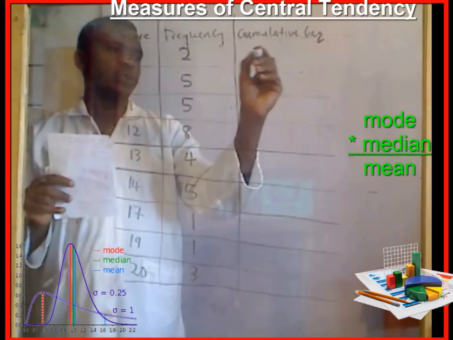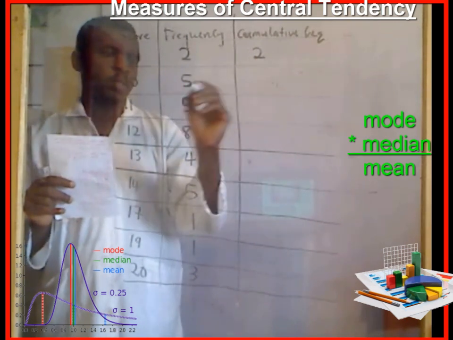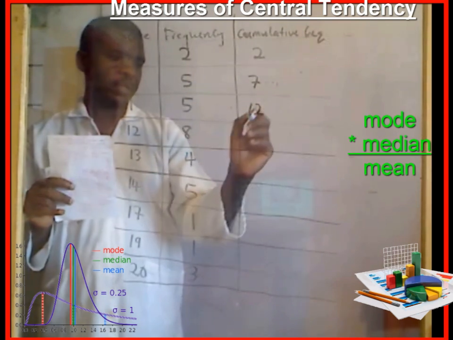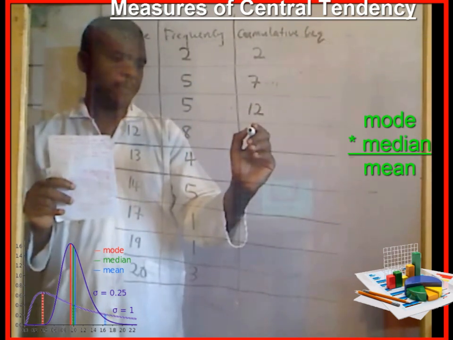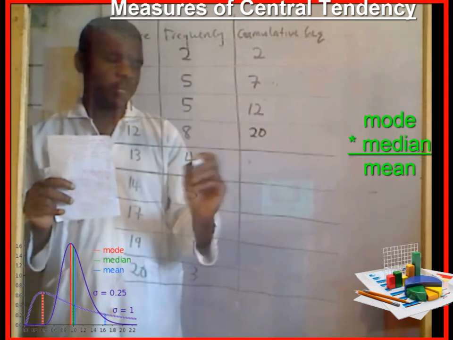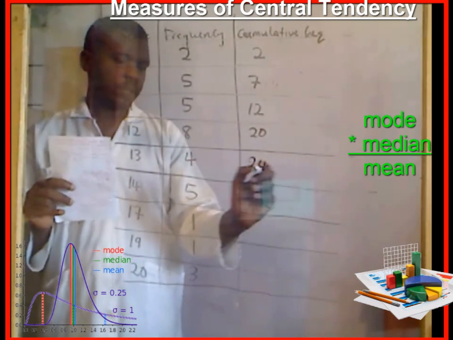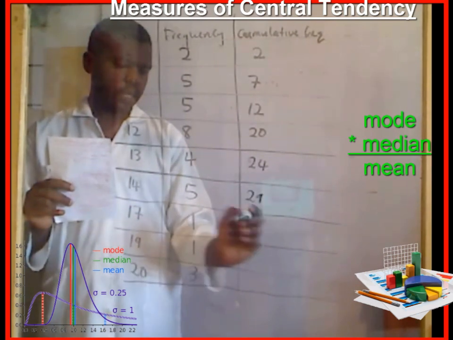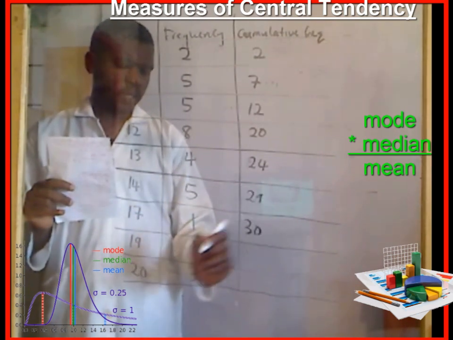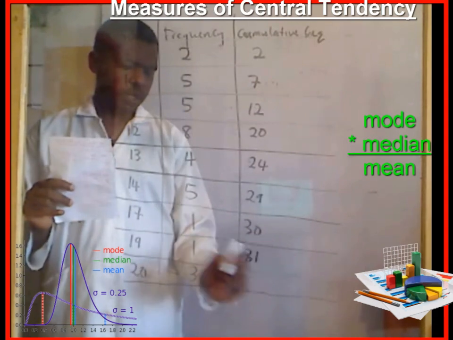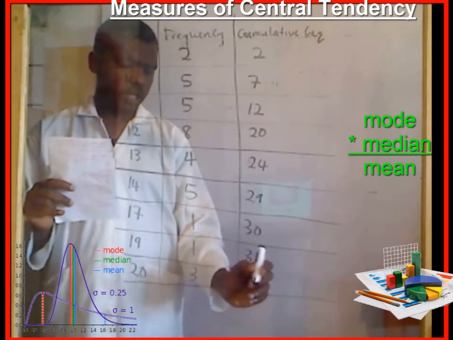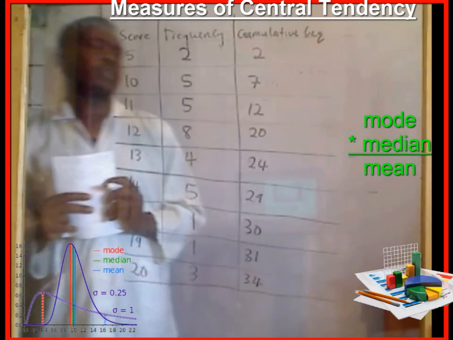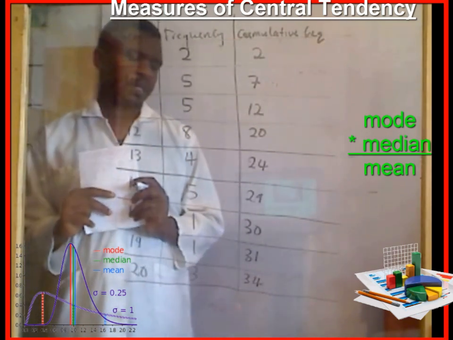So I have here 2. 2 plus 5 gives me 7. 7 plus 5 gives me 12. 12 plus 8 gives me 20. 20 plus 4 gives me 24. 24 plus 5 gives me 29. It gives me 30. Gives me 31. It gives me 34. So now, I use my general formula to find the position of the median.